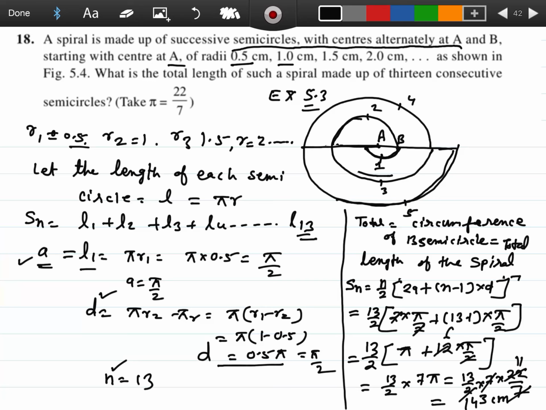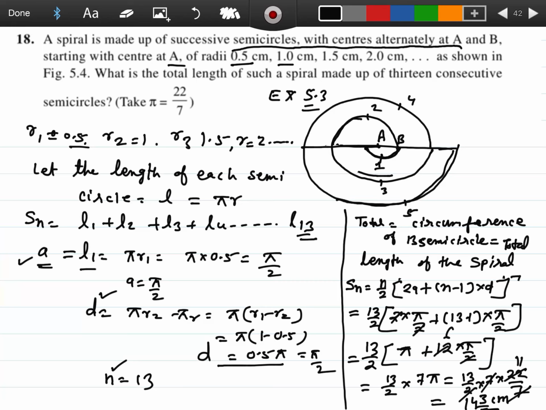So the total length of the semicircles will be 143 centimeters, or in this way we can say the total length of the spiral will be 143 centimeters. So I hope you understood.